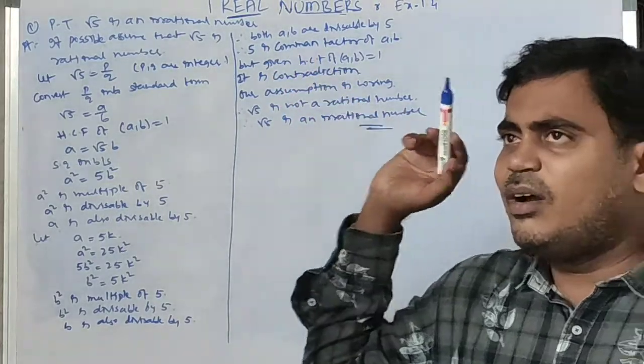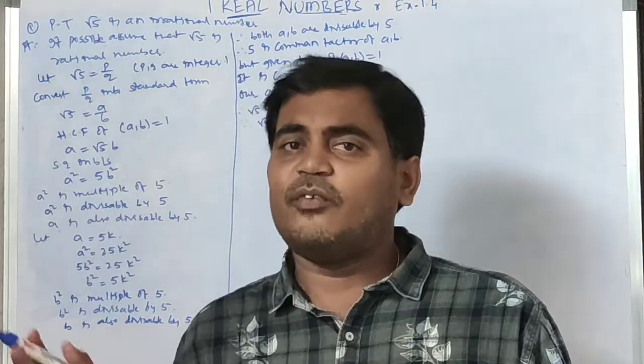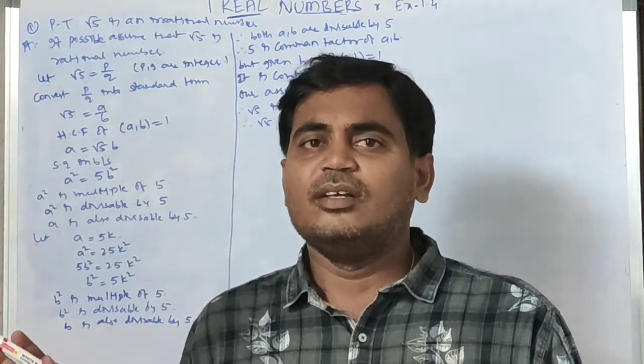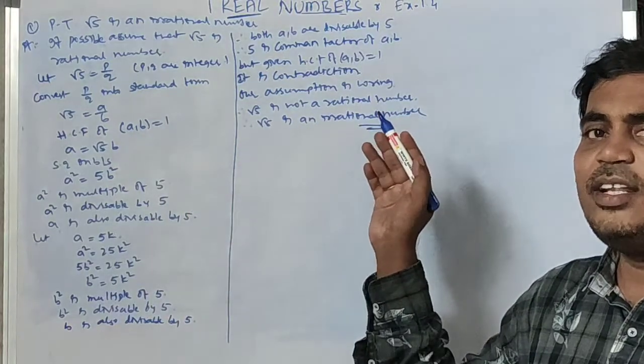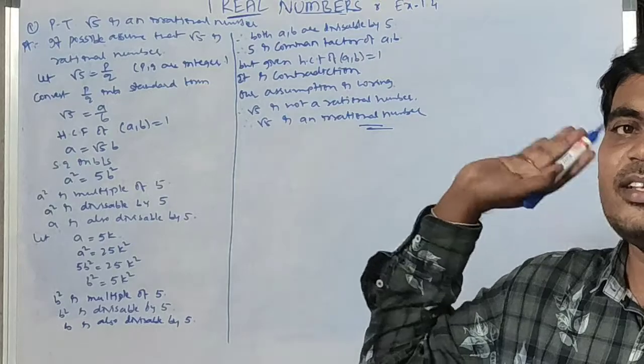So why is this a contradiction? Whatever we assumed earlier is wrong. So our assumption is wrong. What is our assumption? Rational number. It is wrong. That's why it is an irrational number.